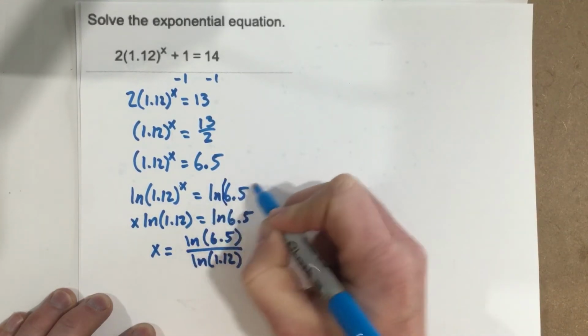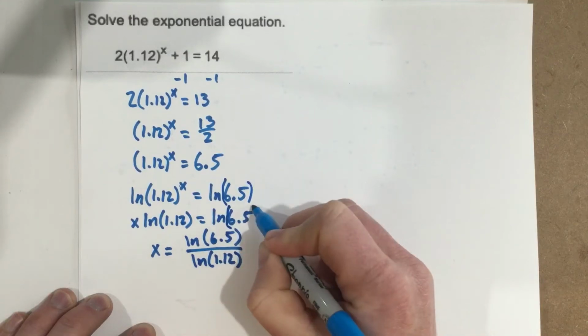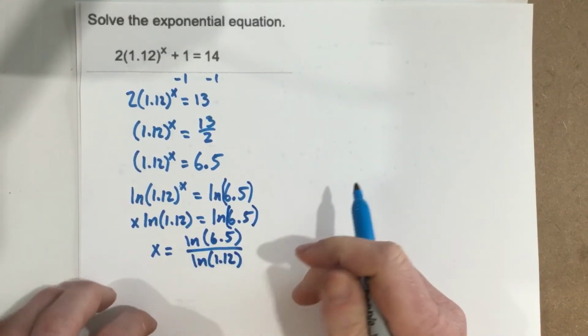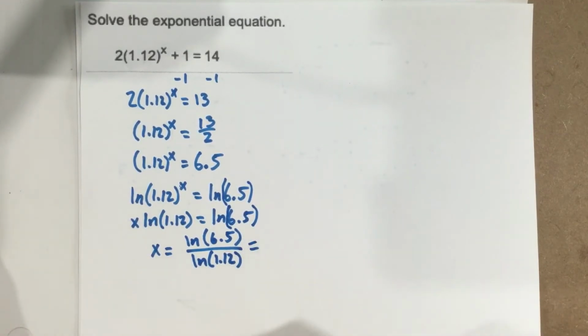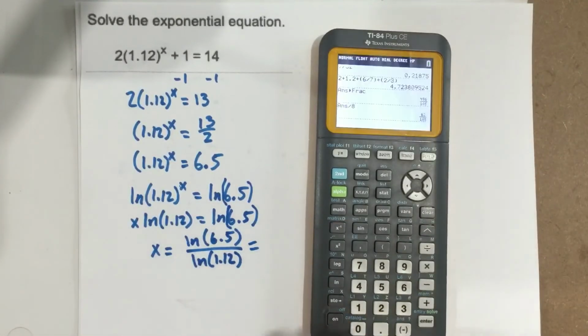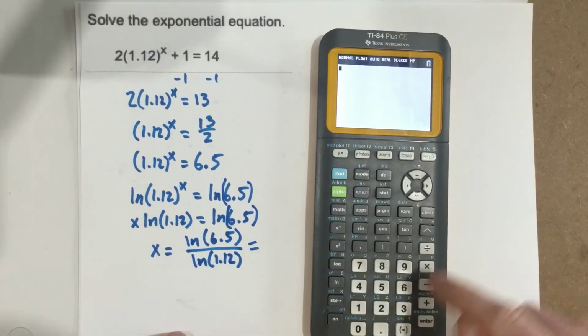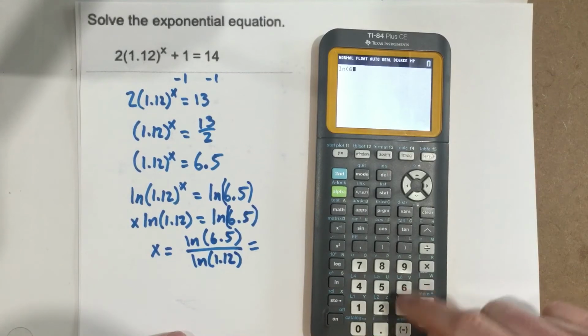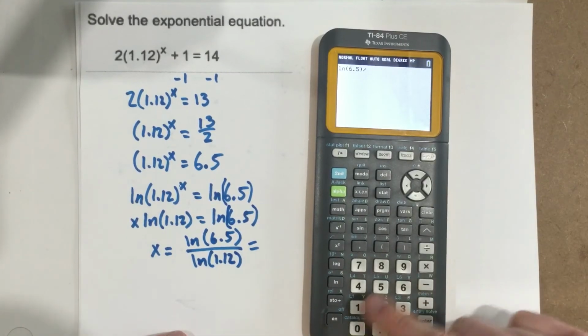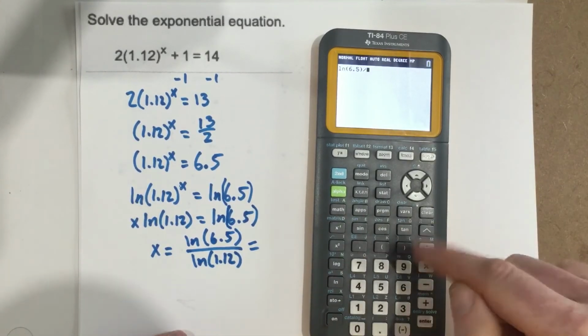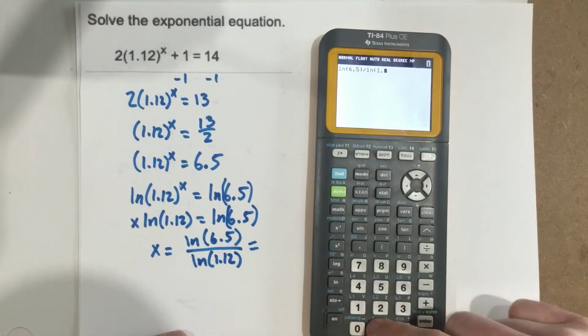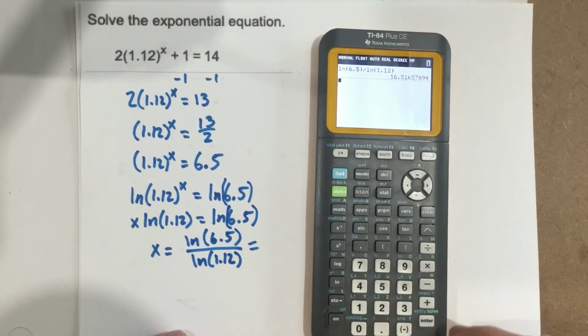Now I should have probably put this in parentheses. I kind of like to do that to make sure that we understand that's the input for the function. Throw that in the calculator. We get natural log 6.5 divided by natural log 1.12.